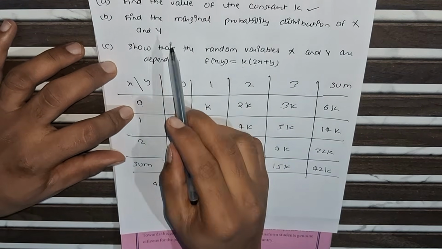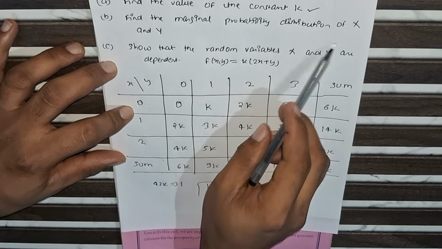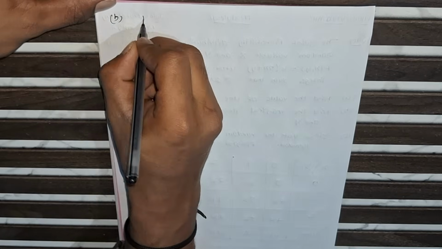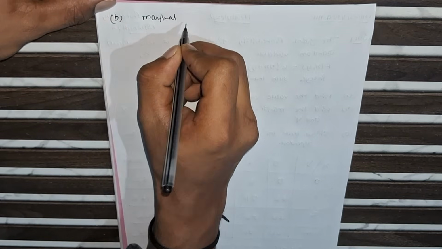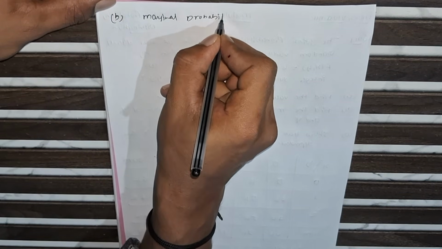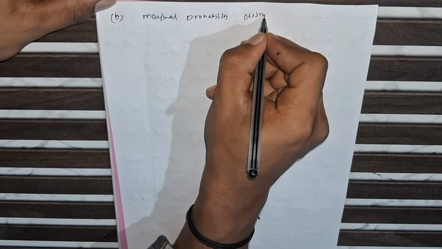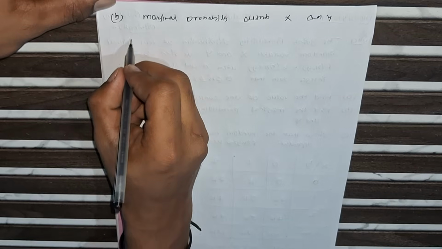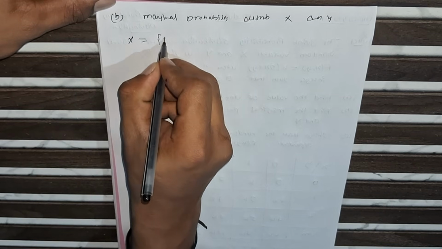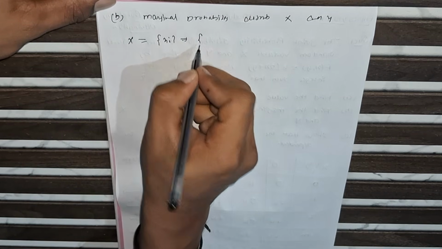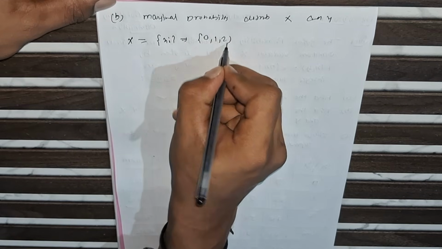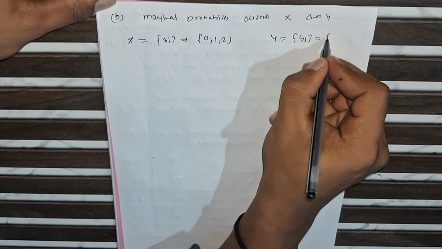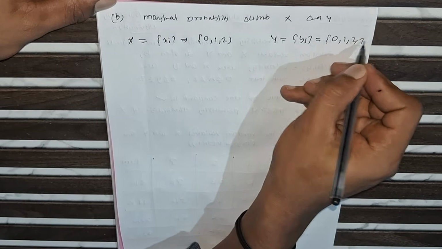Now go for the second part, where we have to find the marginal probability distribution of x and y. So the B part is marginal probability distribution of x and y. So now first we go for x, where x equals x_i, which is 0, 1, 2, like that, and y equals y_j, which is 0, 1, 2, 3.